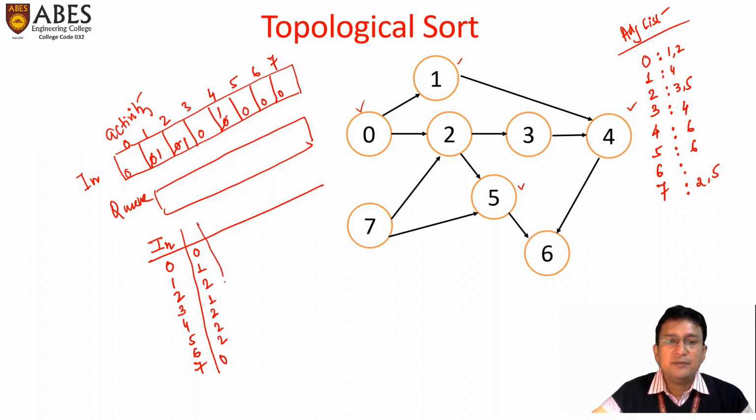So the in degree of these vertices is actually depicting which activity is dependent on which other, or how many activities it is dependent on.